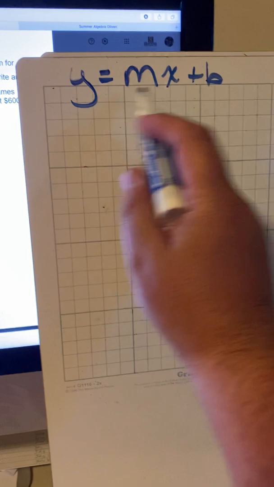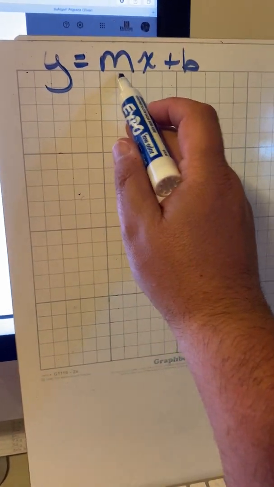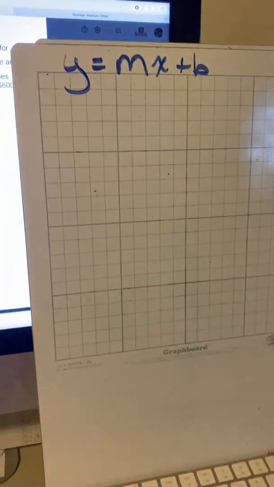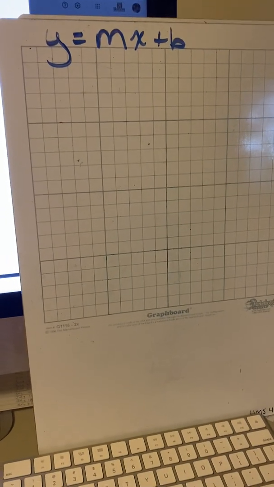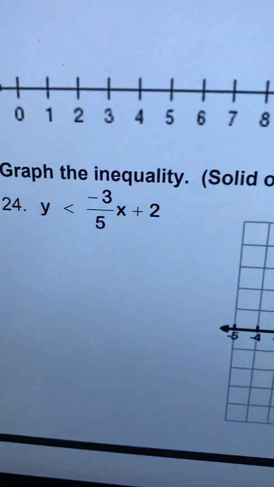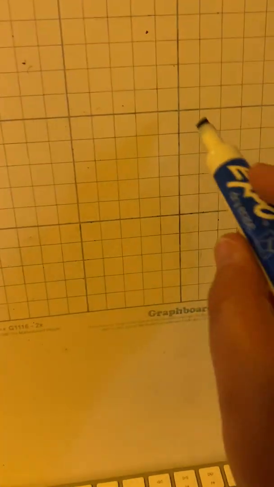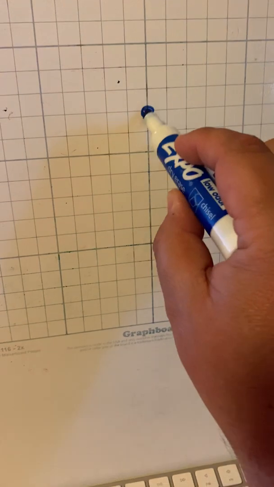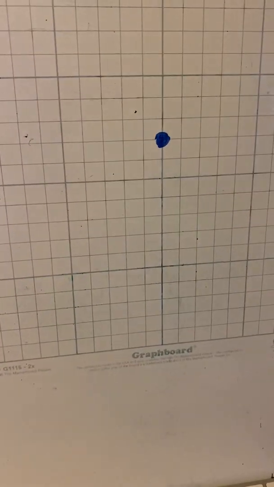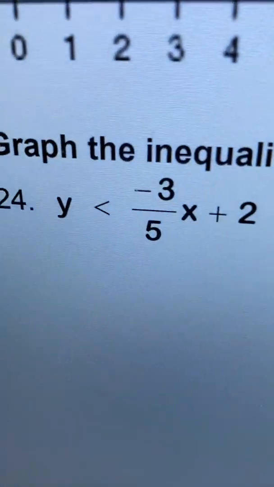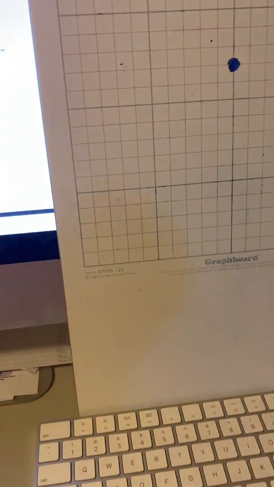Slope-intercept. This is the slope, m. This is the intercept, b, where it crosses the y-axis, how my graph moves. It tells me right here, it crosses the y-axis at 2. So I go to my graph, it crosses the y-axis at 2. That's my starting point right there at 2. My slope is -3/5. That means it's a negative slope, so it's going down from left to right.